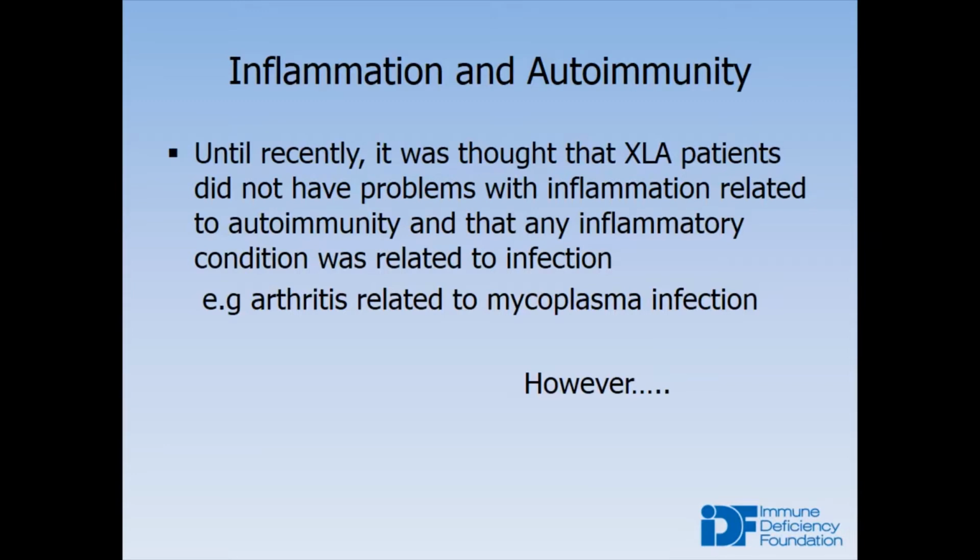So for a long time, I guess I'll speak for myself, I learned when I was training, longer than I like to admit now, that XLA was purely an infection. That was the problem, because it was just the B cells weren't working and you're missing antibodies. So all the things that Dr. Younger just talked about were the issue. And that if you could control the infections, people would do pretty well. And I think that's still true at some level.